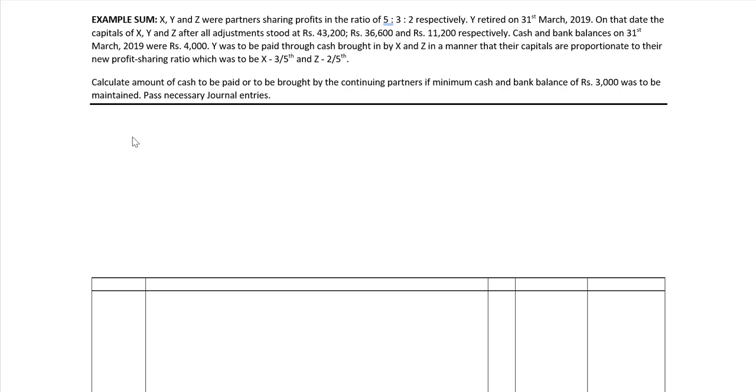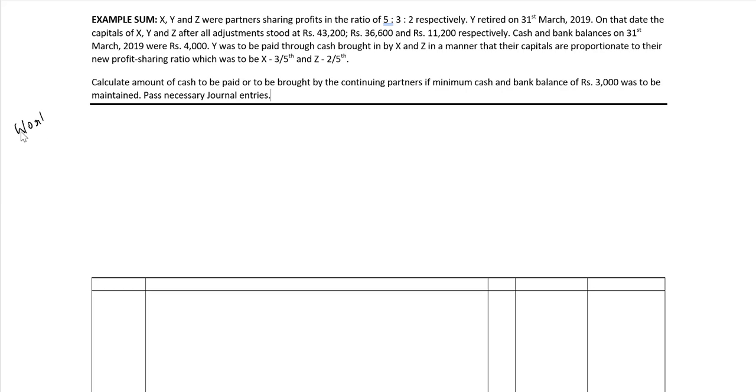So the statement that Y was to be paid through cash brought in by X and Z in a manner that their capitals are proportionate to their new profit sharing ratio, and also, in the last sentence in the second para, minimum cash and bank balance of rupees 3,000 was also to be maintained. So this tells us that this is the fifth method of adjustment of capital at the time of retirement of partner. So let's begin with the working notes.